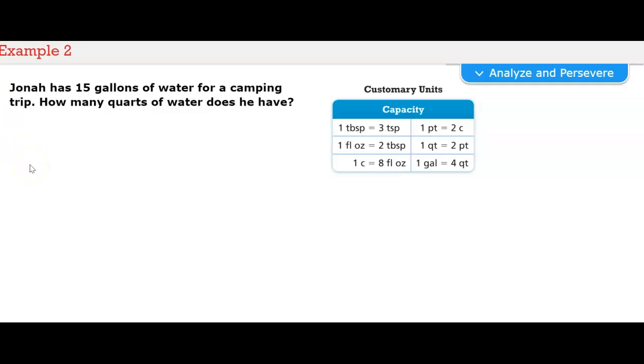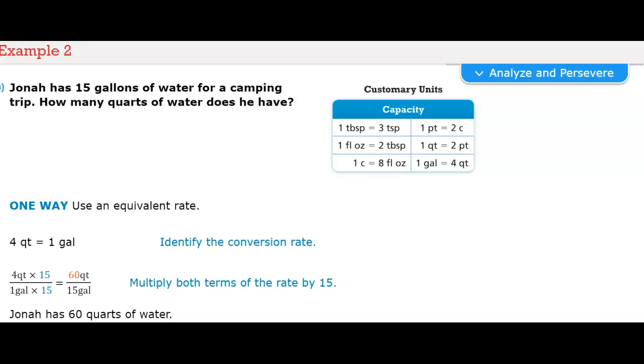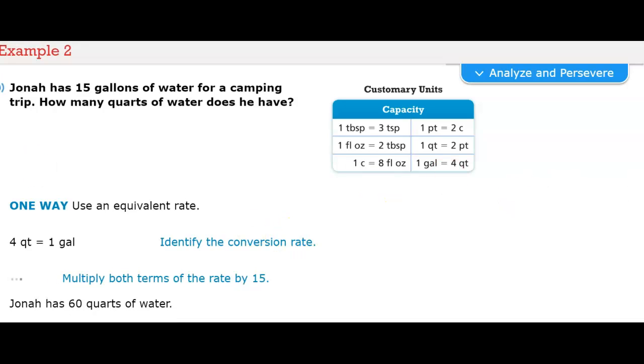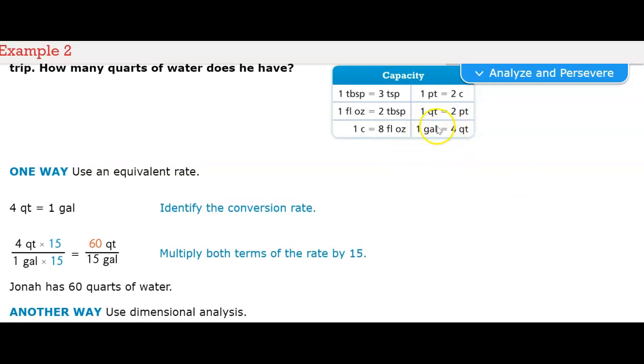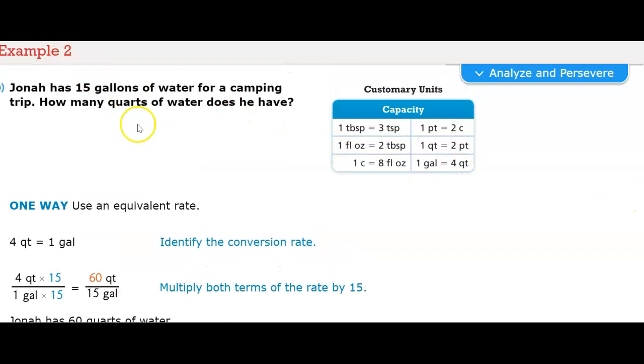Jonah has 15 gallons of water for a camping trip. How many quarts of water does he have? One way is to use an equivalent rate. 4 quarts is equal to 1 gallon, and that was from the table they gave us. And that's our conversion rate we will use. So we have 4 quarts over 1 gallon, and you multiply that by the 15 gallons of water.